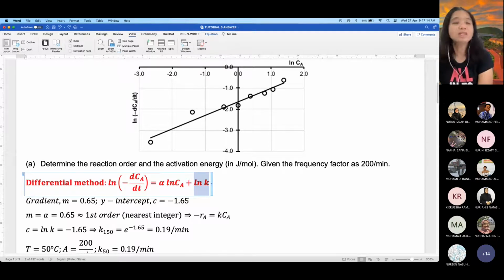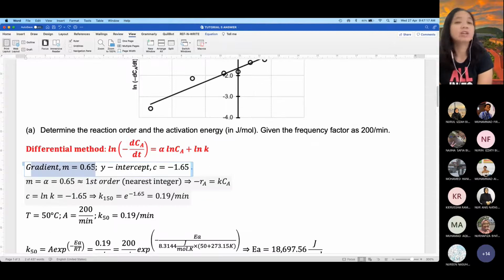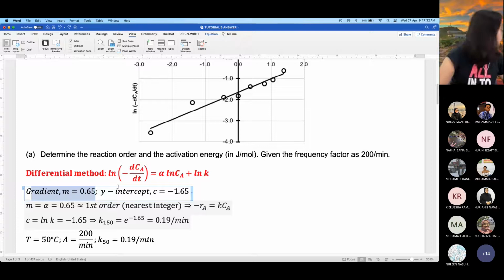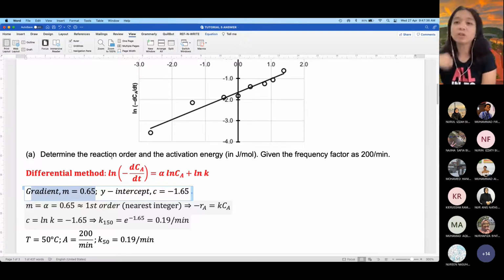So from the question, they do give us the gradient. The gradient is 0.65. The slope of the graph is 0.65. You can see this is a positive slope. I hope you still remember when you learned mathematics, we know when the slope is negative, how the plot should look, and when the slope is positive, how the plot should look. So this is definitely a positive slope. That's why you have a positive gradient.